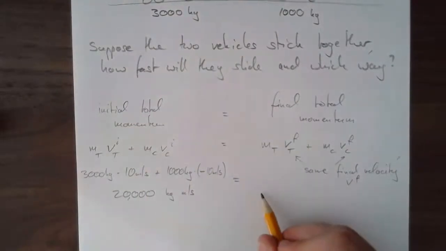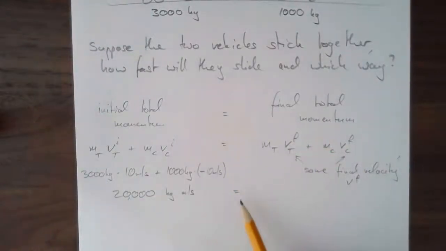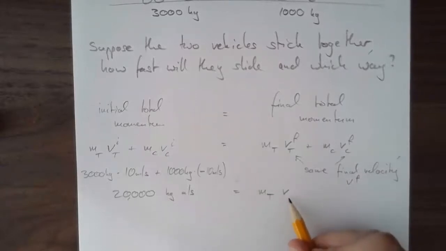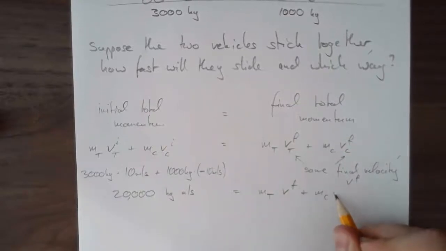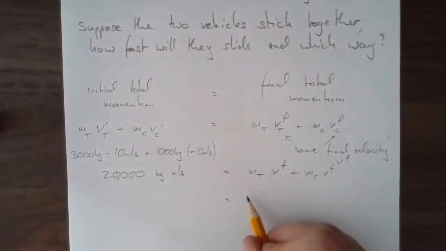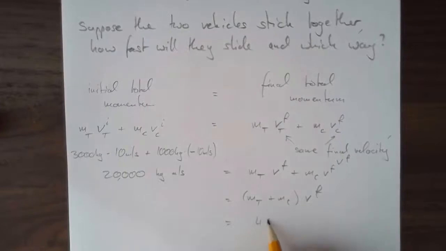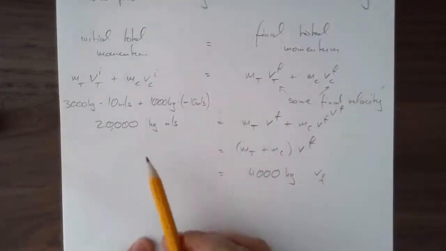That's just one. And so I'm going to get, I guess I'm going to put the equal sign here now. The mass of the truck times the final velocity plus the mass of the car times the final velocity. Okay, so that's equal. I can simplify this on that side. Get the mass of the truck plus the mass of the car times the final velocity. What is that? That is 4,000 kilograms, 3,000 plus 1,000, times V final.